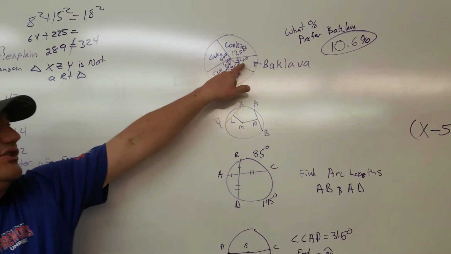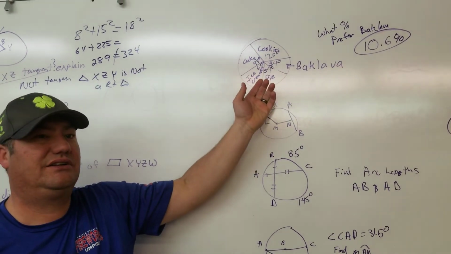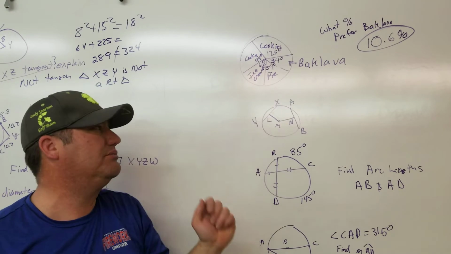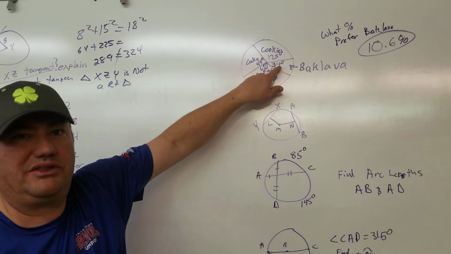Do not use the 34. That's what kids are going to miss on that one. You're going to miss it because you're going too fast. Stilson, I'm talking to you. All right, slow down. Make sure you divide 34 by 360.